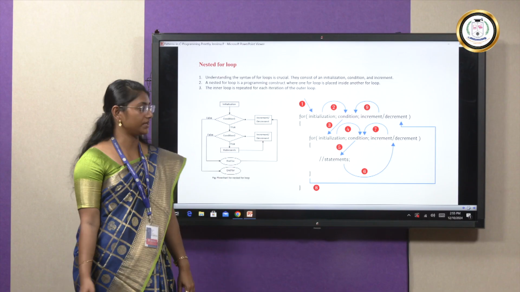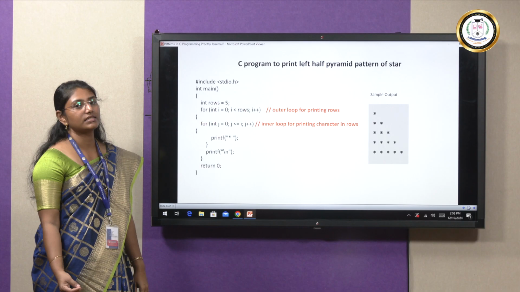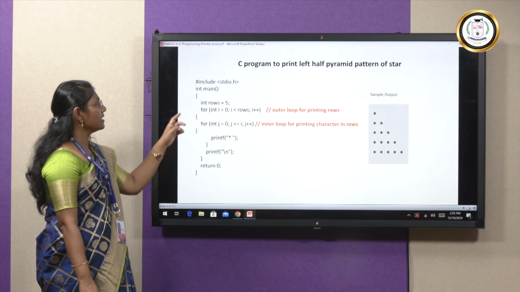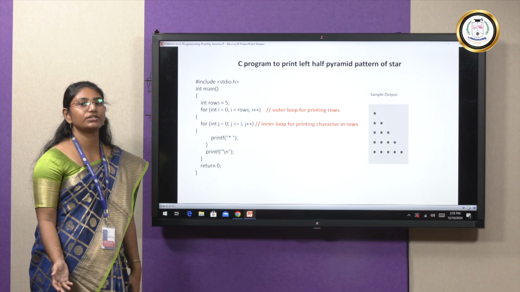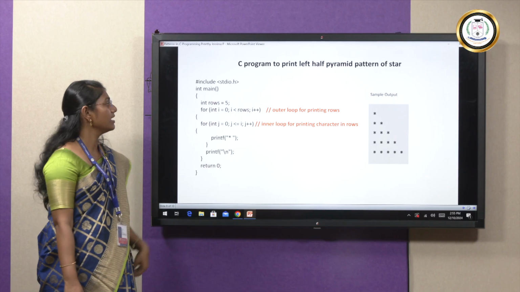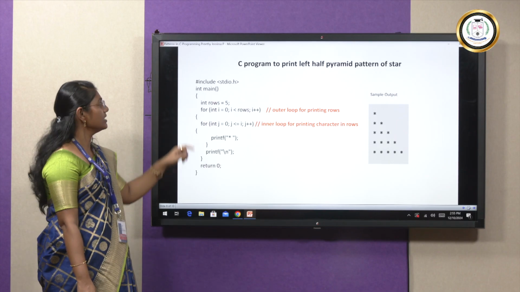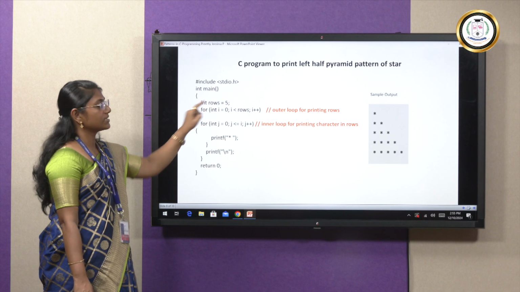So here is an example program for printing a left half pyramid pattern in C using star patterns. Okay. So see here, the very first line is #include <stdio.h>, which is standard input output. It is a header file. Then comes the main function. So int main, int is the data type. So it will have a return, that is the reason I have mentioned return 0. So int rows = 5.